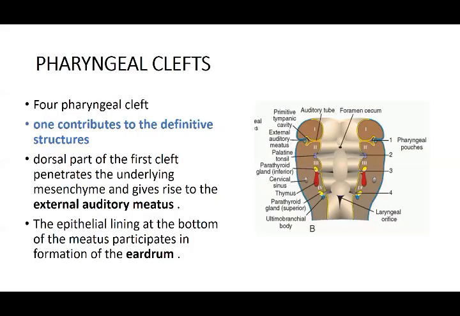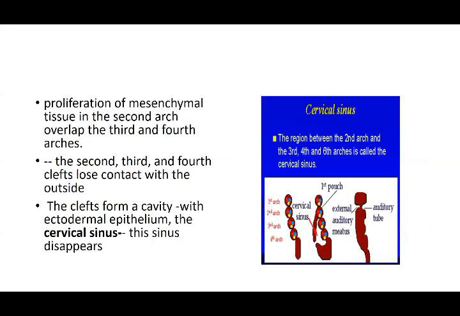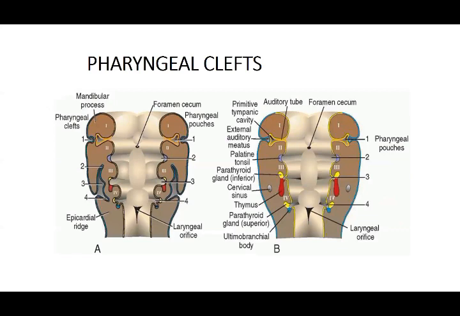Of the clefts, the first cleft gives only one structure, that is the external ear, and the depth of the external ear is the outer part of the eardrum, which is formed by the first cleft. The second cleft does not form anything. The second arch overgrows and covers the third and the fourth clefts, so that the surface on the outside of the neck becomes smooth. There is no opening, and only a small pouch can be left, which we call the cervical sinus. And if you see in this portion, this is the first cleft, where it is written in blue, on the outside.